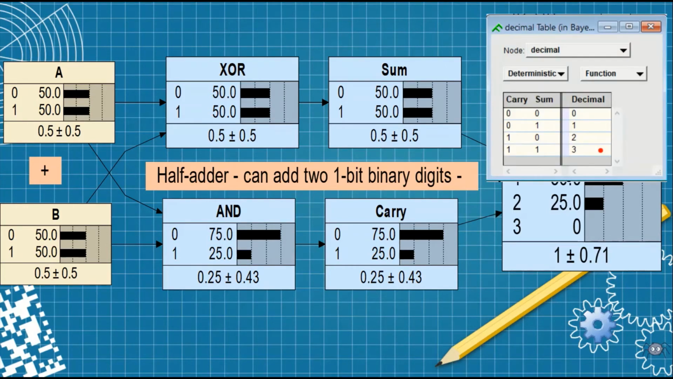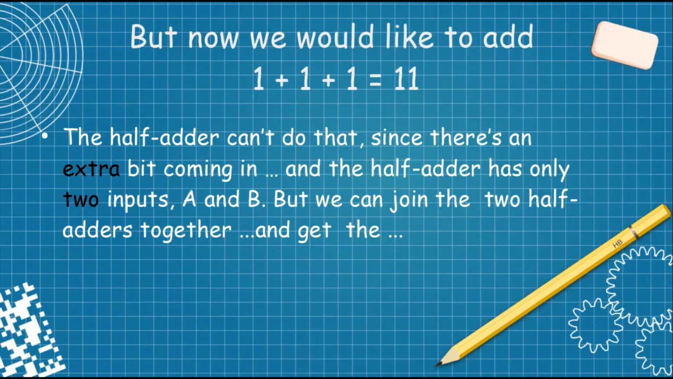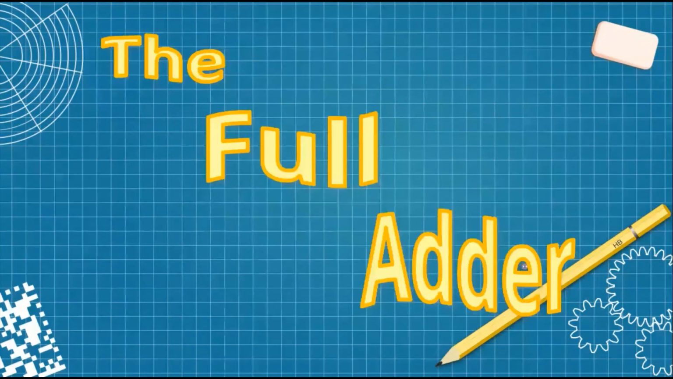There's the truth table for carry and sum, and you'll notice where the little red dot is, that output, though it can be represented by carry and sum, cannot be reached given the two inputs that we've got, right? We now want to be able to add 1 plus 1 plus 1 equals 11. The half adder can't do that since there's an extra bit coming in, and the half adder has only 2 inputs, A and B. But we can join the 2 half adders together and get a full adder.